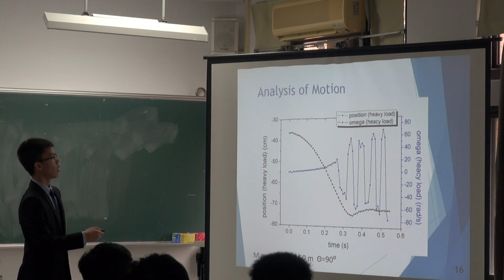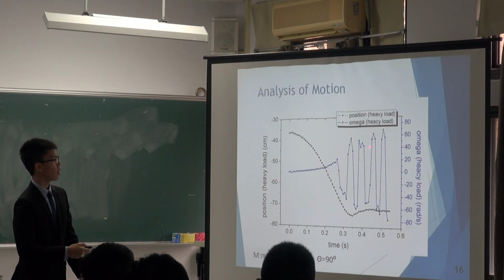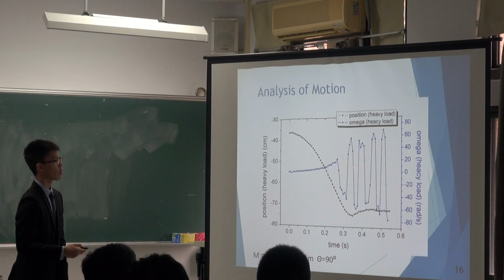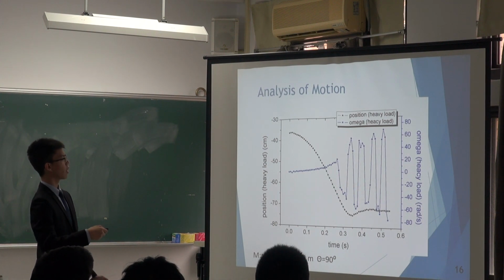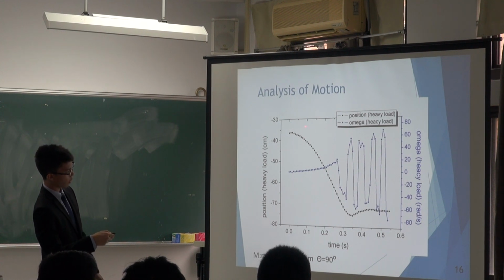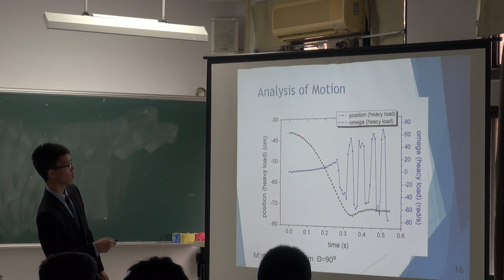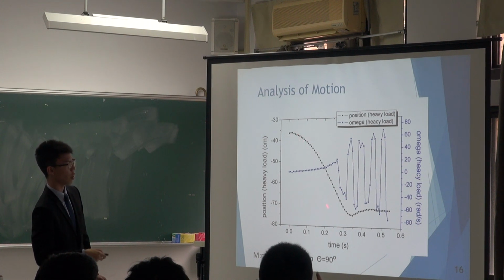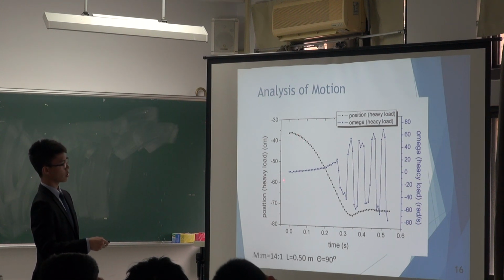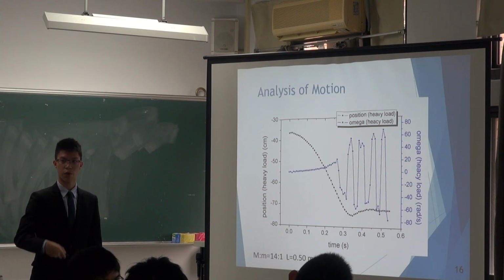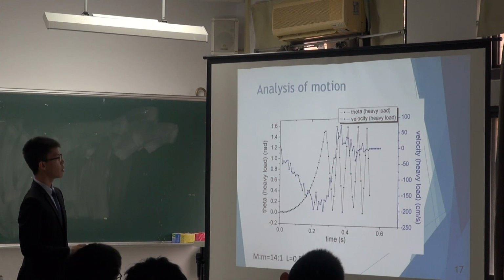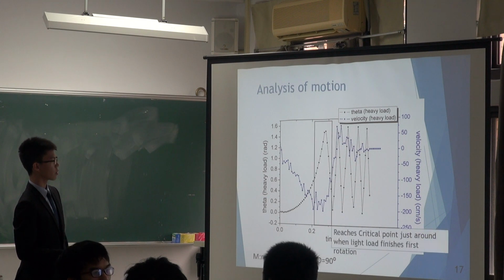Okay, sorry. Analysis of motion. So this is another analysis of the motion of the heavy load and the light load. There's another typo here, I'm sorry. You can see this part represents the velocity and position of the heavy load, and this is the angular velocity of the light load, which describes its rotation around the rod.